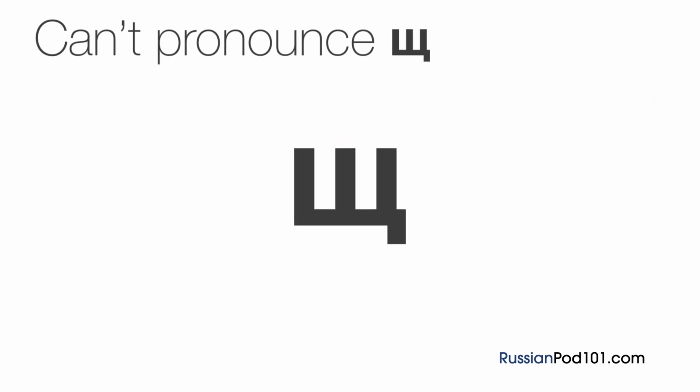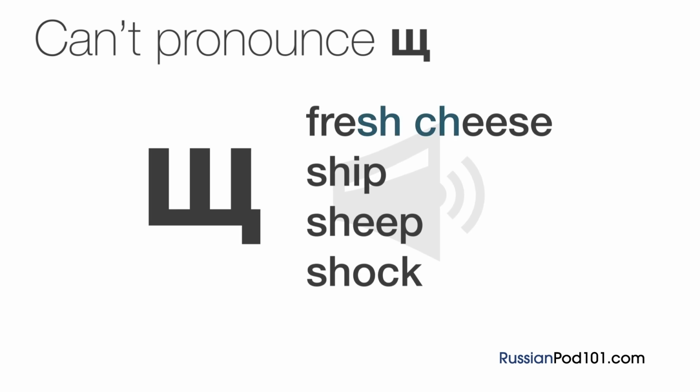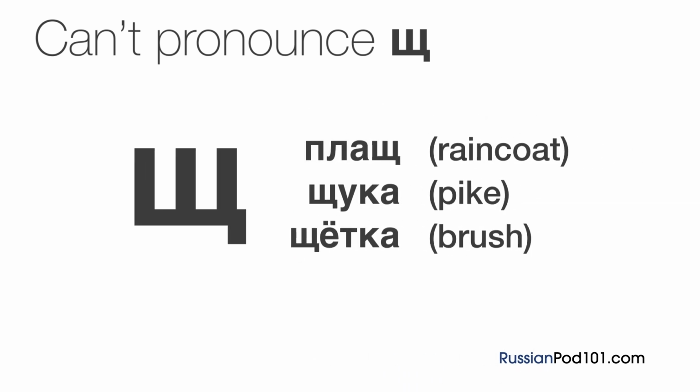Щ. This is another difficult sound for Russian learners. It should sound similar to the SH-CH sound in the words fresh cheese, but a little softer, or like the SH in the words ship or sheep. Be careful though, because it's not the same as the sh in shock. The sh in ship forces the tongue to be raised higher than in words like shock. Listen carefully to the way that Katya pronounces this consonant.